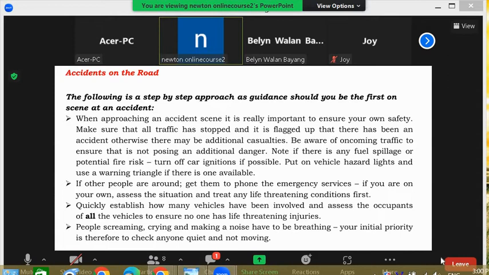The next one: people screaming, crying, and making noise have to be breathing. Your initial priority is therefore to check anyone who is quiet and not moving. So if you see there are 5 members in the car, and 4 members are crying and screaming because it is an accident and they will panic, but there is one person who is not moving and not doing anything, your priority should be to take care of that patient.